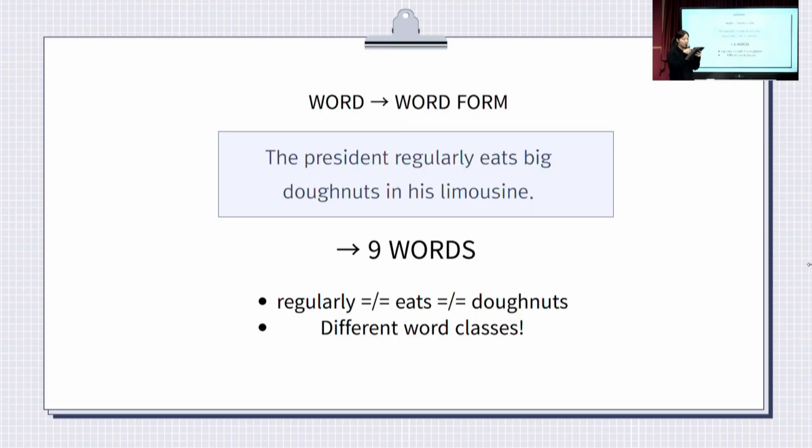Therefore, in this book, unless otherwise noted, the term word is used in the sense of a word form. For example, in the sentence "the president regularly eats big donuts in his limousine," we can say there are 9 words. However, linguists are more interested in how words differ grammatically than in simply counting how many there are. For example, "the president" is different from "it," and "it" is different from "big." To explain these differences, linguists classify words into word classes, also known as parts of speech.